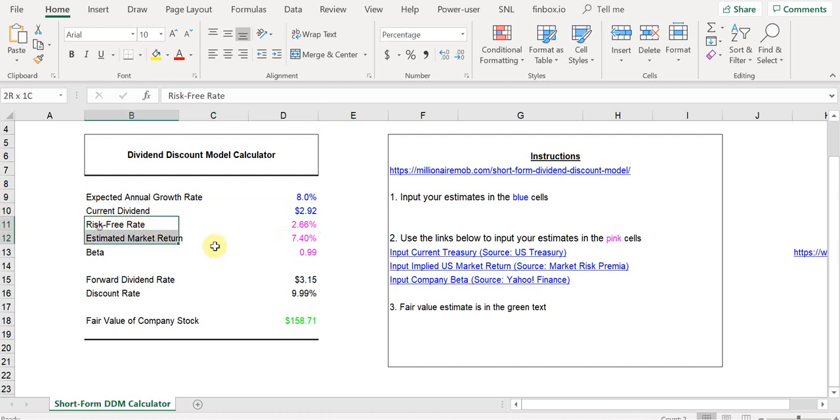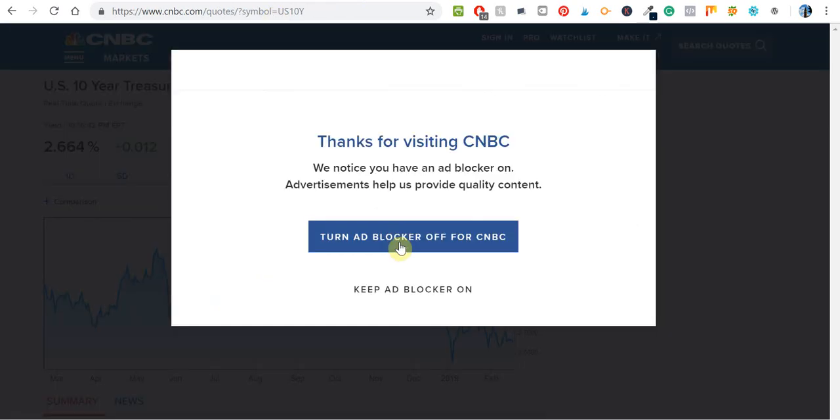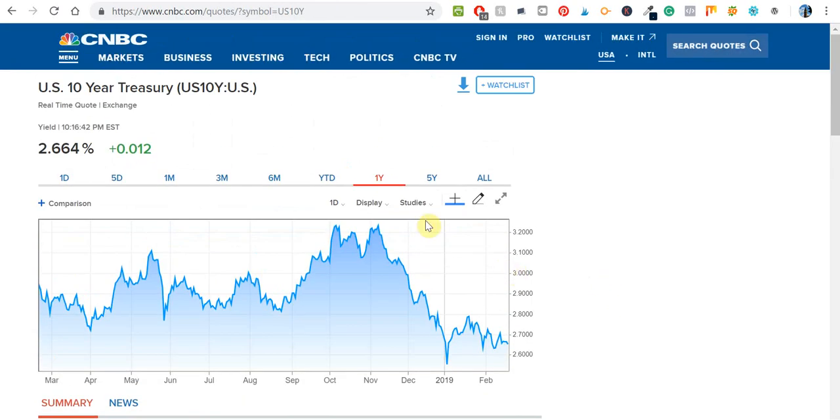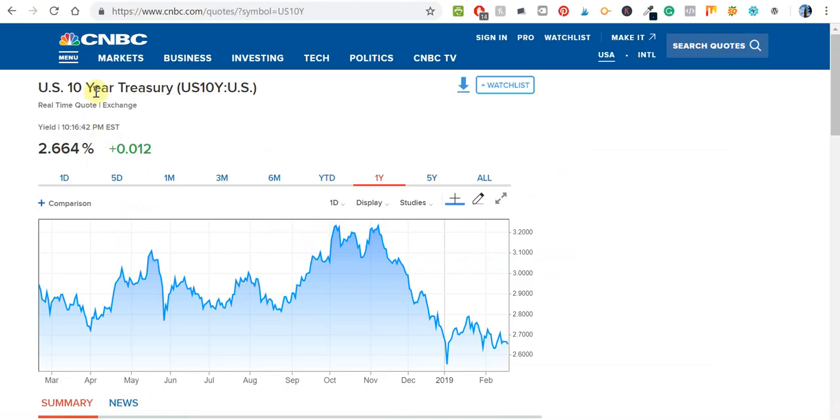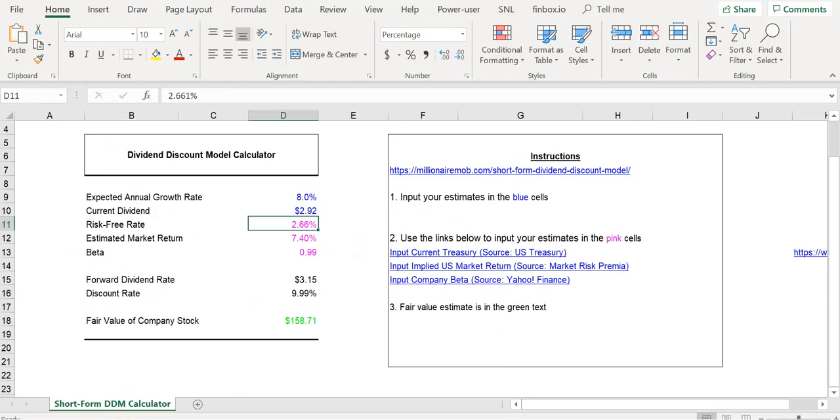Let's start with the external inputs. The risk-free rate is typically a 10-year treasury. The 10-year treasury has always been viewed as a risk-free rate relative to the market. And so we have 2.66%. You can just pull this from CNBC.